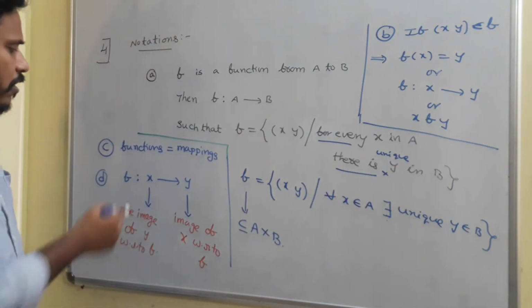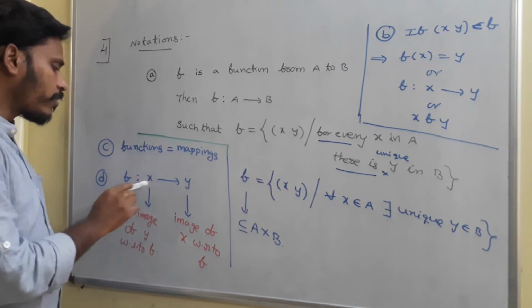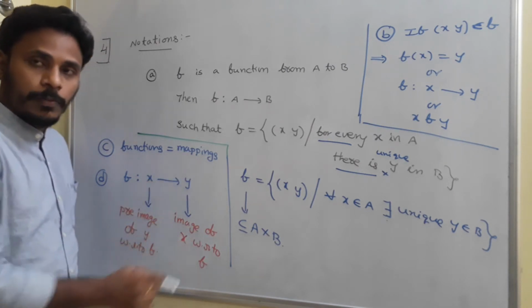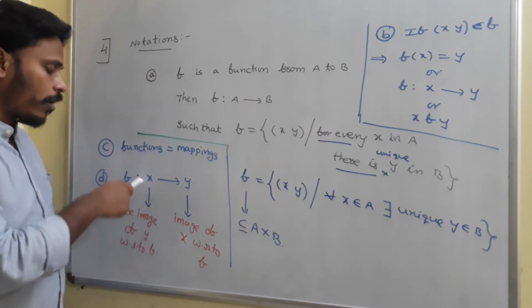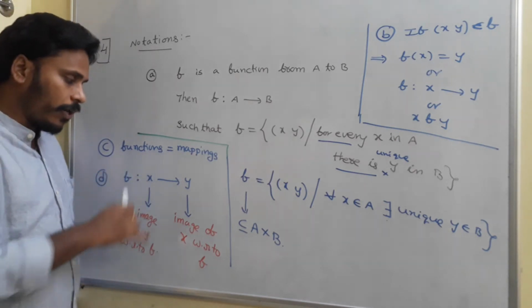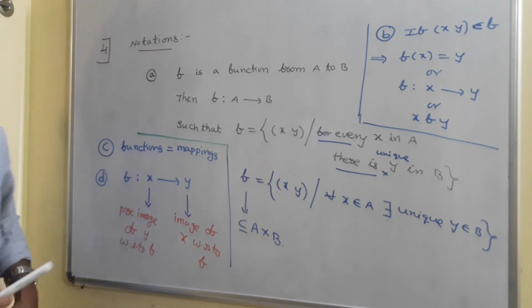And in the same way, functions are also known as mappings. That's another point. And one more idea: if f is a function from x to y, this y is mentioned as the image of x with respect to the function, and this x is called the pre-image of that y with respect to the function. Once again, y is the image of x and this x is the pre-image of y. Just have a look.